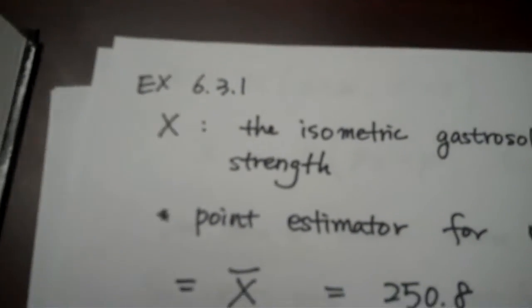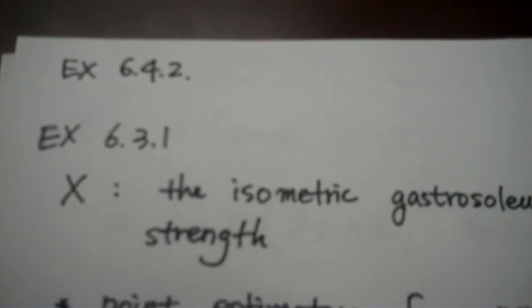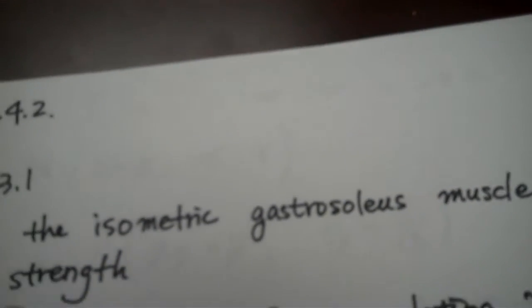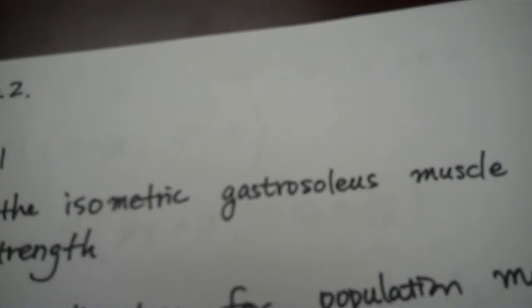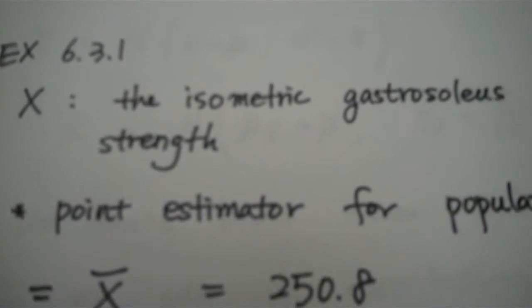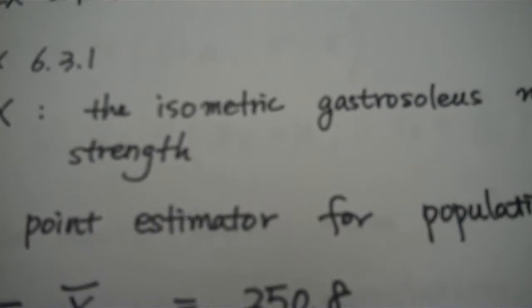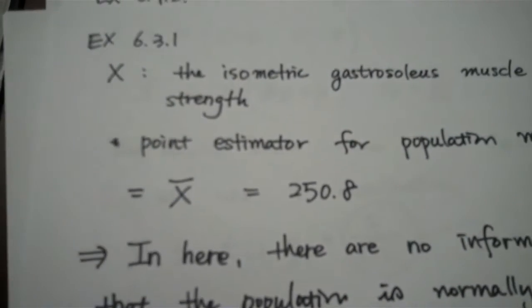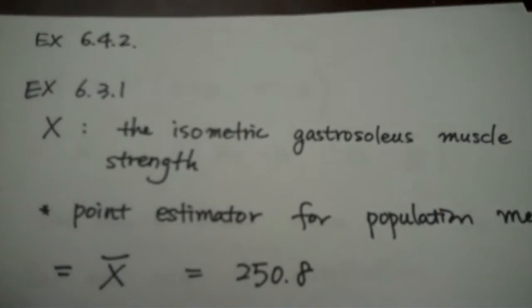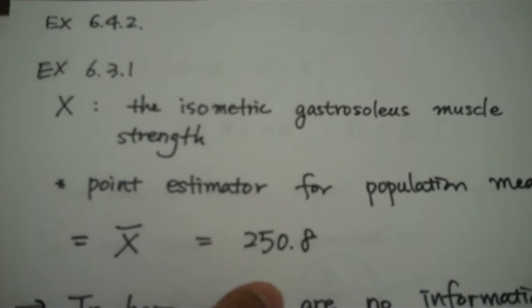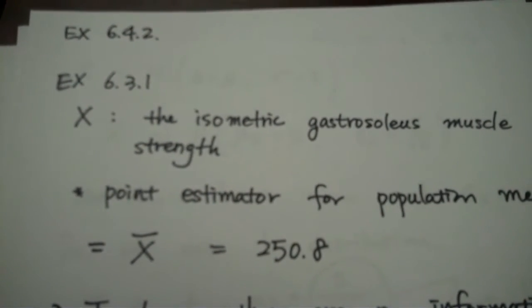So, example 6.3.1 is about the variable, the isometric gastrocnemius muscle strength. The point estimator for the population mean is x bar, right? We are trying to guess the population mean with some confidence level. And we got the x bar, which is 250.8, measured from the sample.